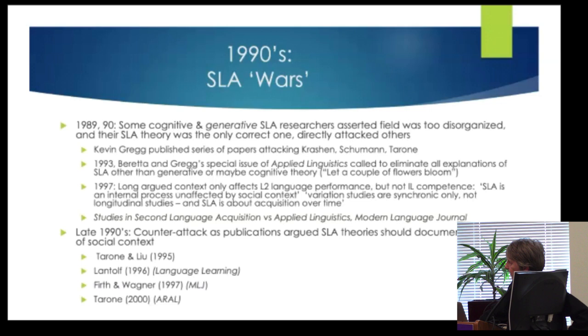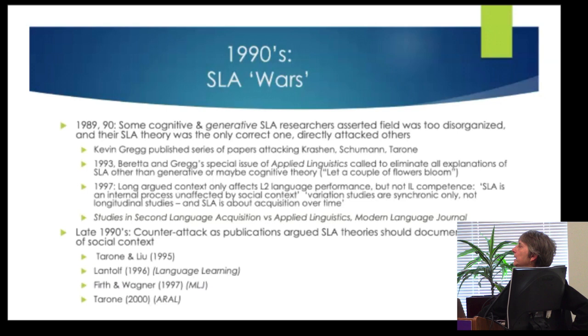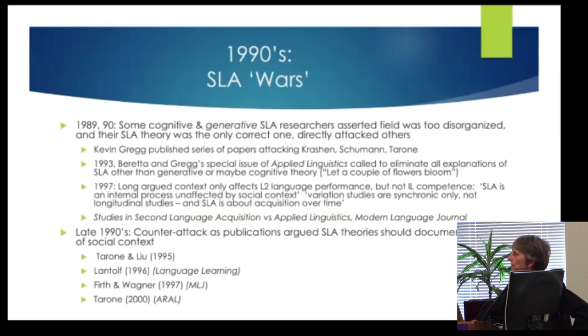About this time, '96, Lantolf edited an issue of Language Learning talking about sociocultural theory and Vygotskian theory. He had been way on the sidelines up to this point. People thought he was eccentric, basically. And then Merrill Swain began to join him in supporting this approach, and he began to get more credibility.